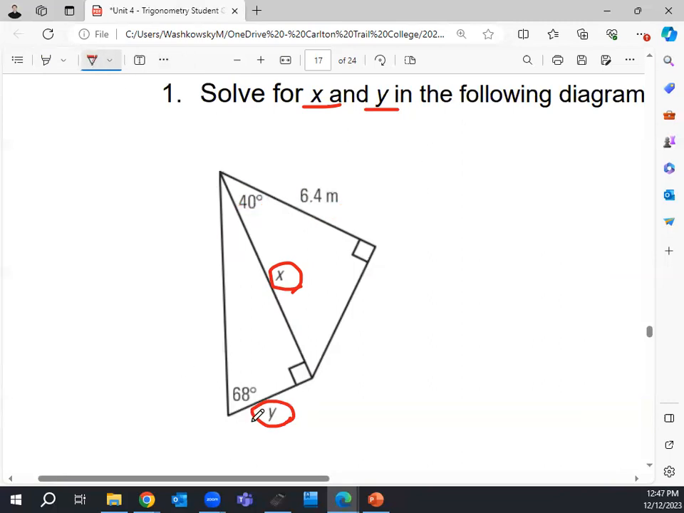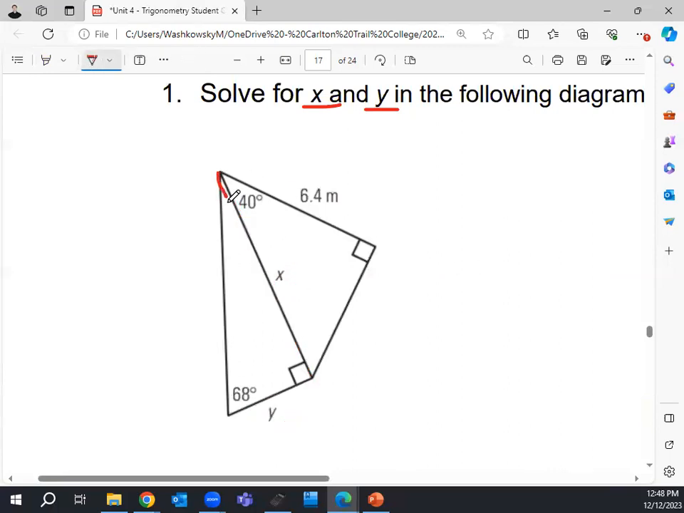Can I figure out Y right now? No. What do I need to figure out Y? X. I need to figure out what X is, or I need to figure out what the hypotenuse of this is. I need to figure out one of those 2 things. I need a side. So realistically, it sounds like I need to figure out this X first, because then I have 2 things to figure out Y. So it's going to make sense now. We're going to find X first.